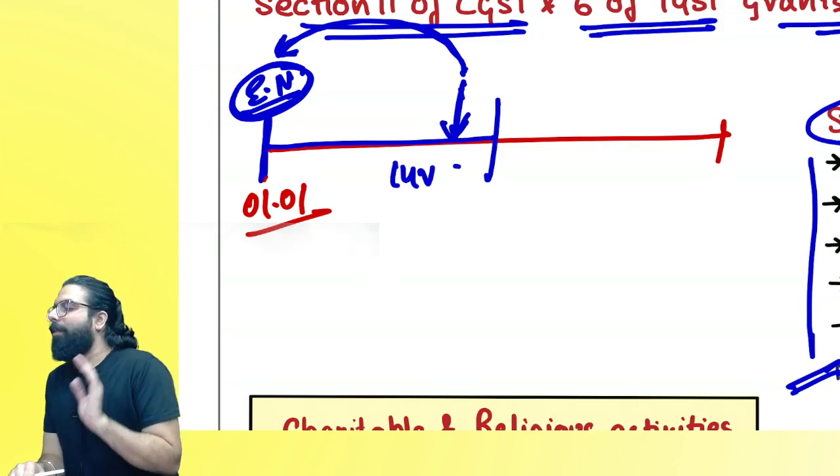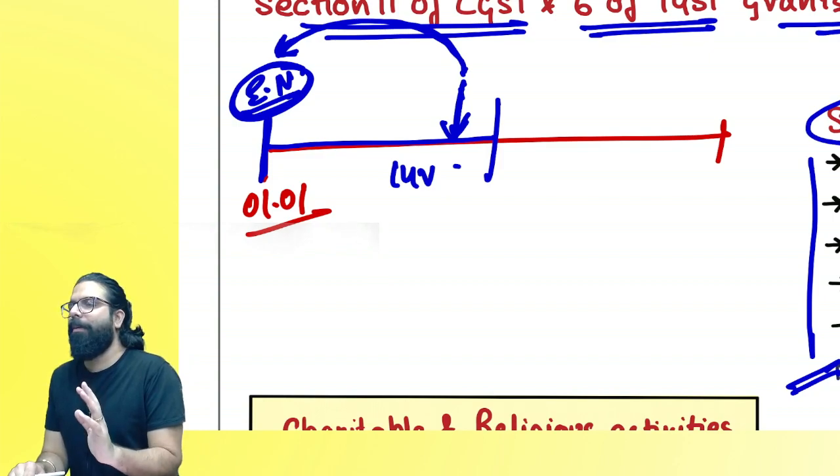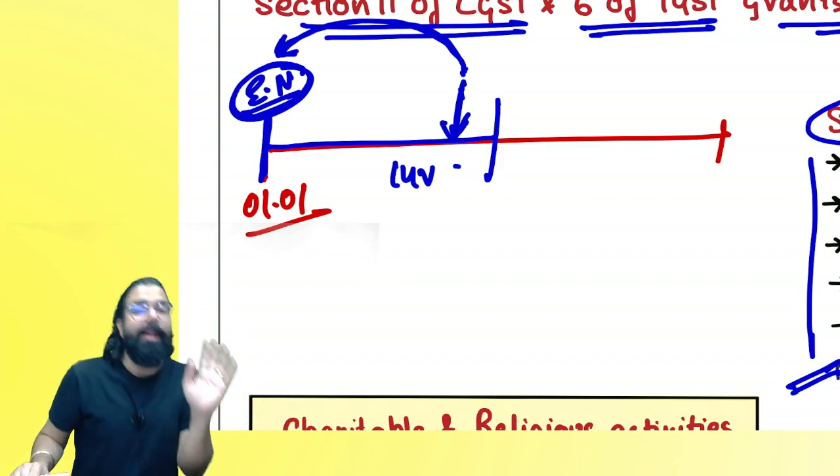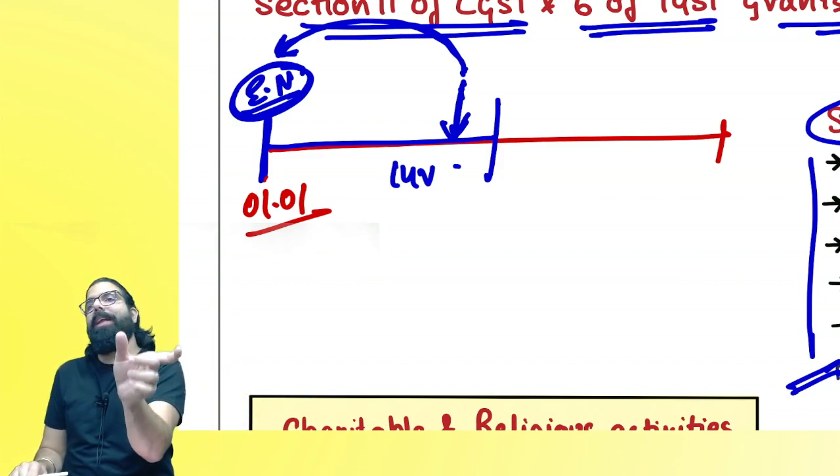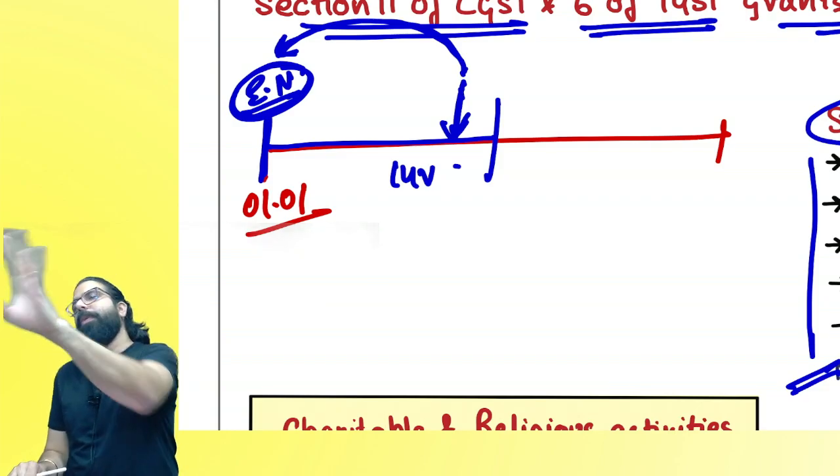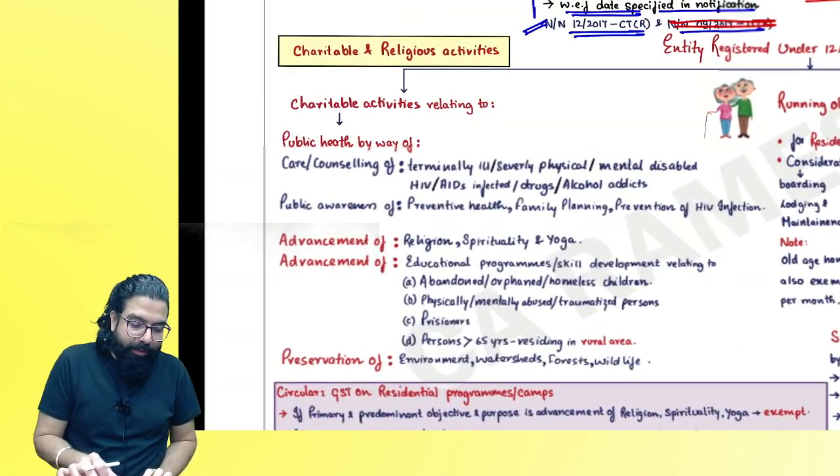Are we clear, everyone? Section number 11-1, general power. Section number 11-2, special power. Section number 11-3 is power to insert an explanation in the notification within how much time? One year. Total nonsense. Everyone over here.